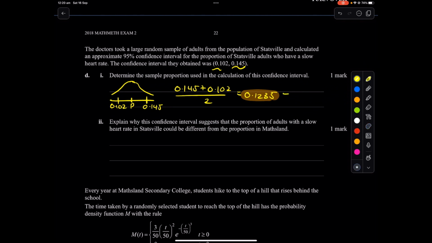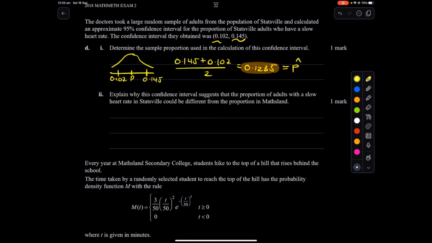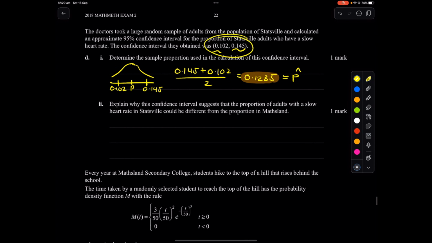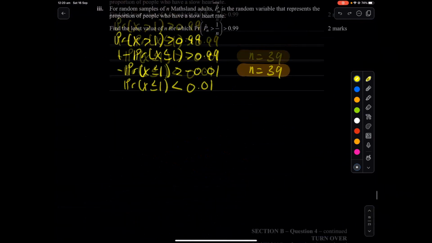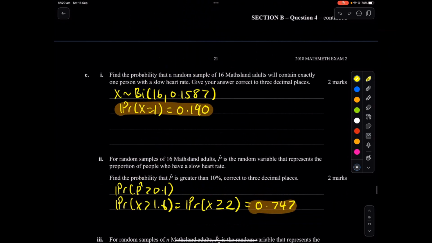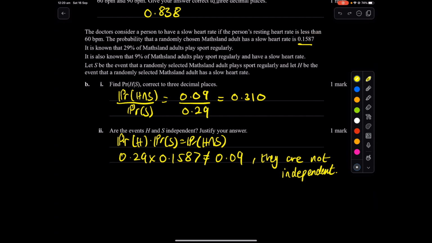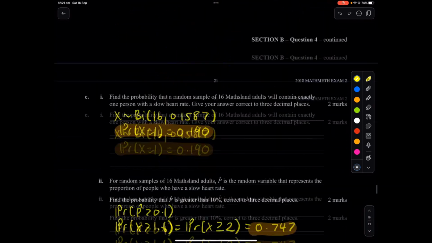And that's equal to your p-value, or proportion. Now, explain why this confidence interval suggests that the proportion of adults with slow heart rate in Statville would be different from the Mathland one. Of course. Well, look at this confidence interval over here. This one's for Statville. So if we go on top, where is the slow heart rate in Mathland? Does this fit inside the confidence interval? So what was it? 0.15. Let's say 0.16.